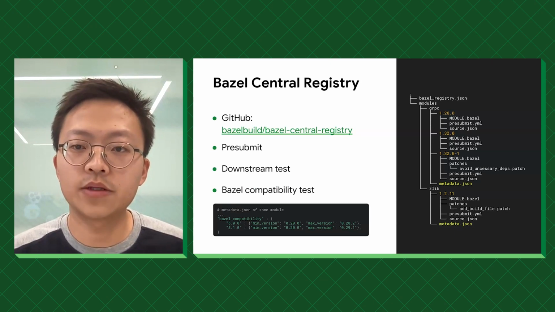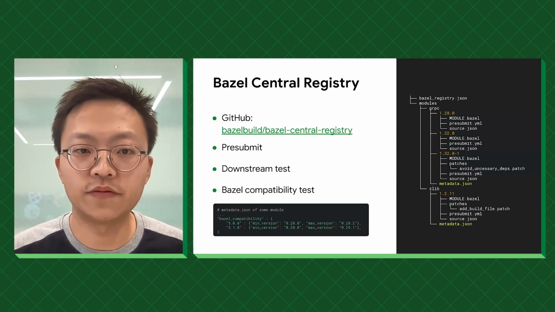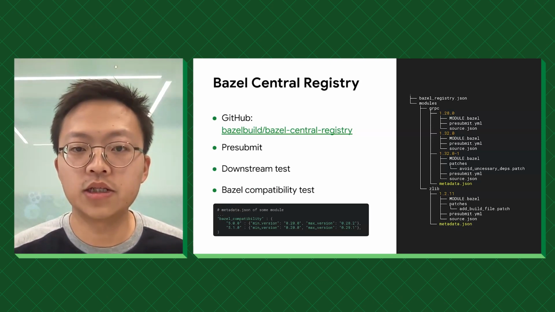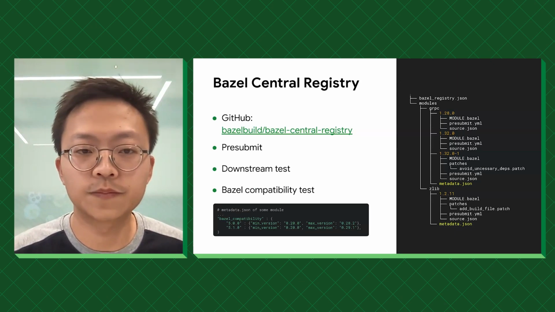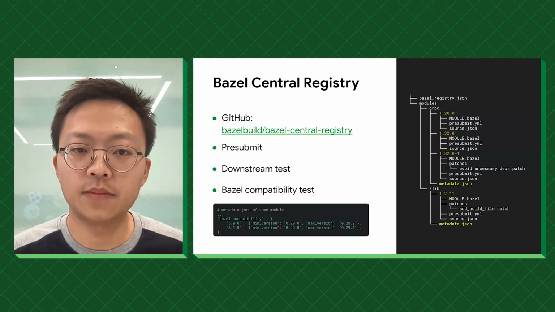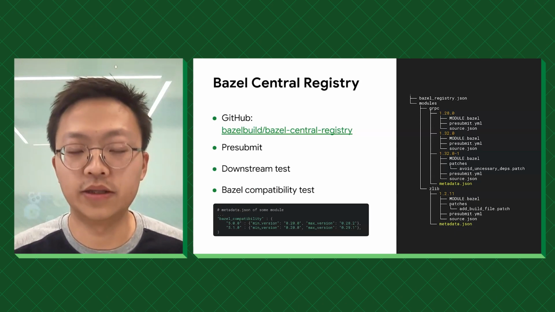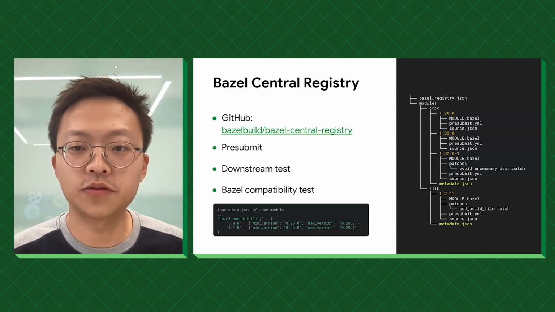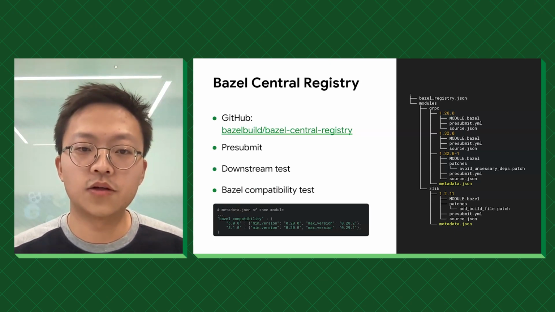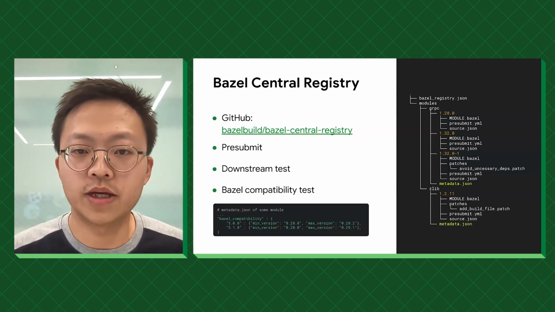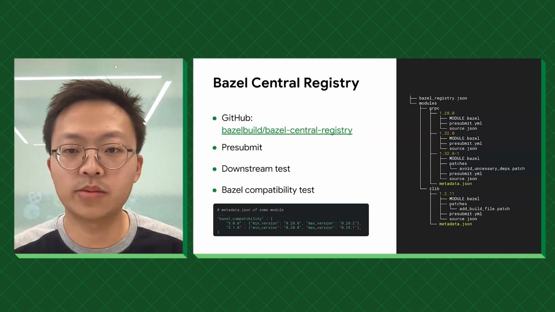This information can be stored in the metadata.json file of the module. We can later use it to help users resolve compatibility issues with Bazel. Currently, those additional pipelines are still in development, so stay tuned for more updates. Also, the Bazel Central Registry is still in the testing and ramp-up phase.